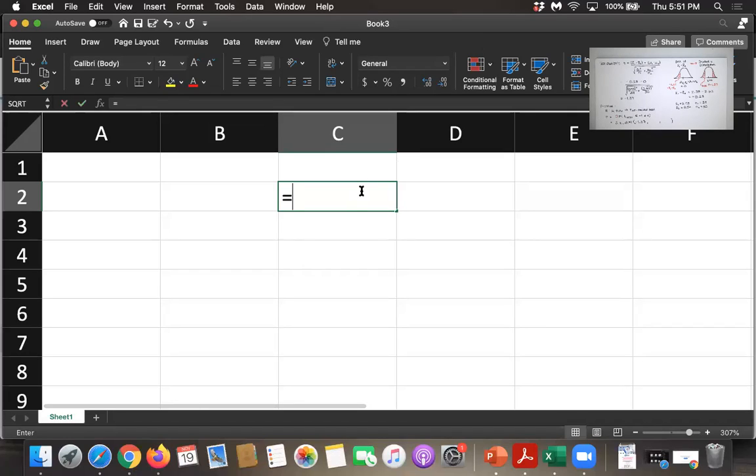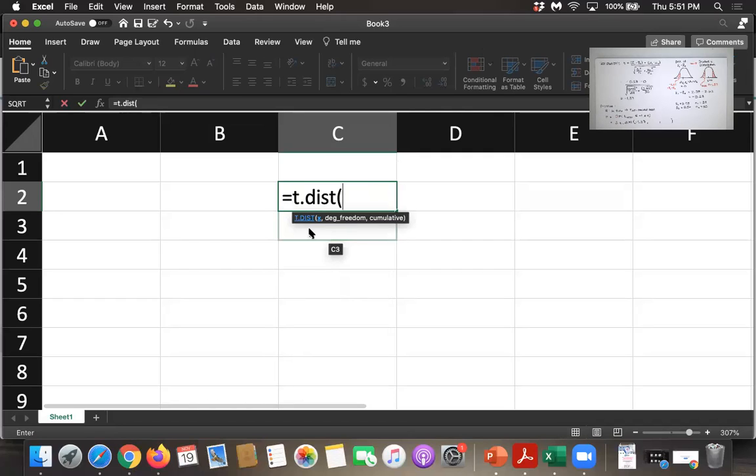So we'll type equals T.DIST, and I will choose this function, open parentheses. So I want the t-score, which is that negative 1.37. Then they want the degrees of freedom. And then they're going to want true or false for area to the left. So we're going to say true, we do want the area to the left.